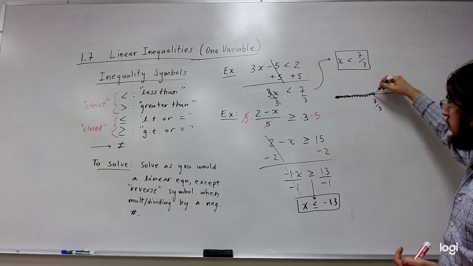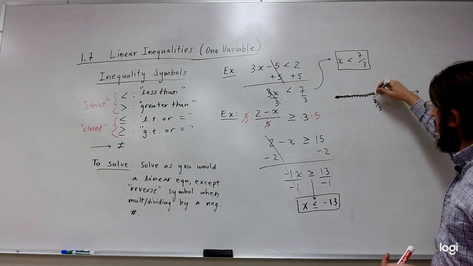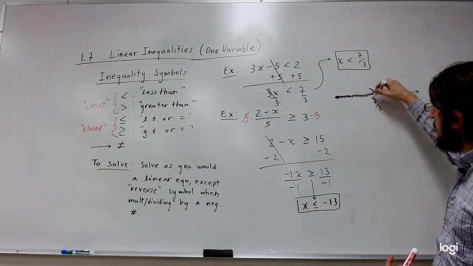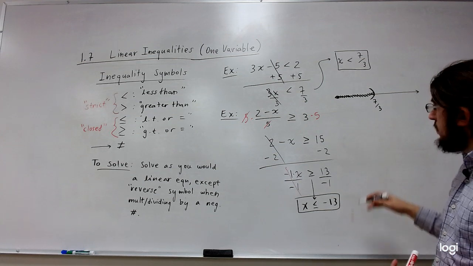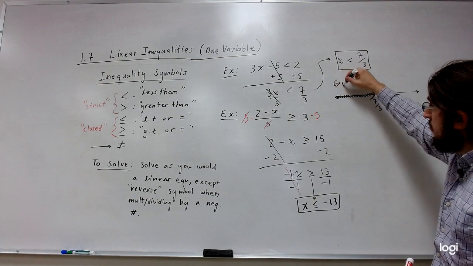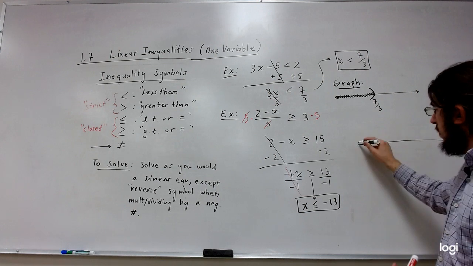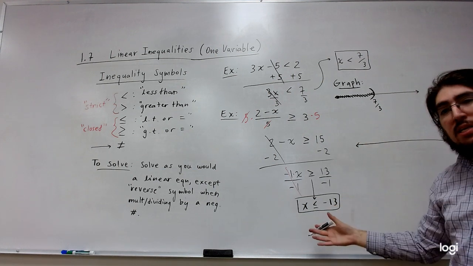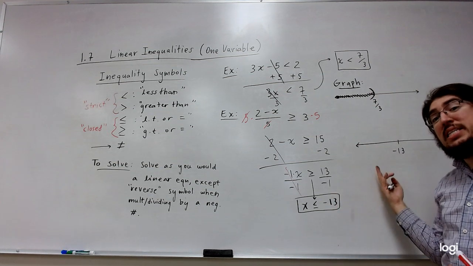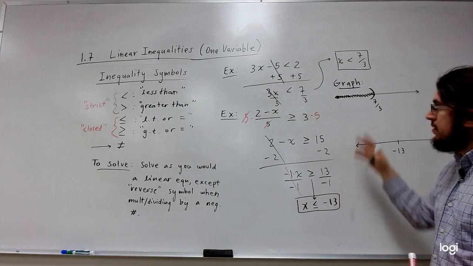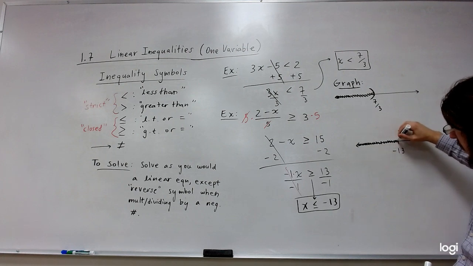I can use an open circle to signify that we don't touch 7/3, or else it would be or equal to. But instead I'm going to use an open parenthesis, and we'll see more of that in the next set of examples. For right now, I'm going to say this is the graph of my solution for the first example. For the second example, if I want to graph x is less than or equal to negative 13, the number of interest here is negative 13, and it's still less than, so we shade to the left. All numbers less than a number are on the left of that number on the number line.